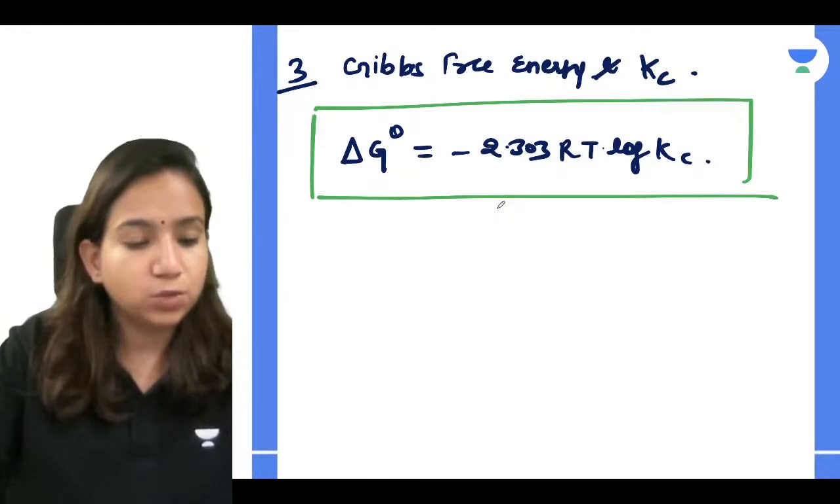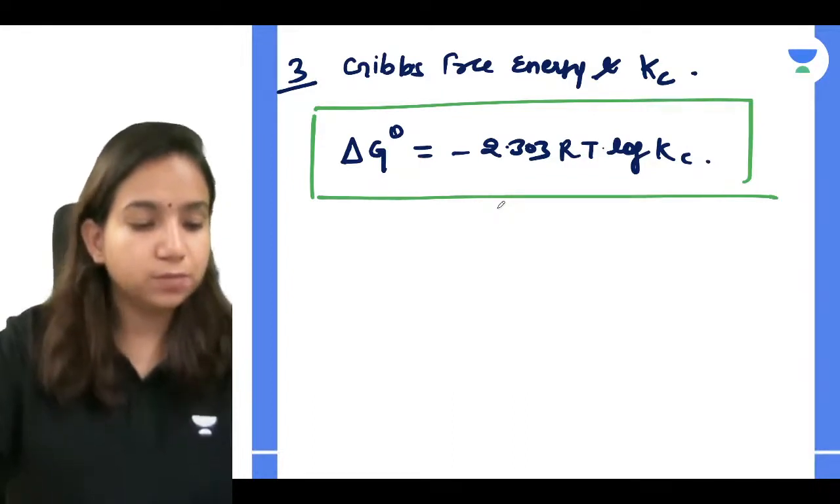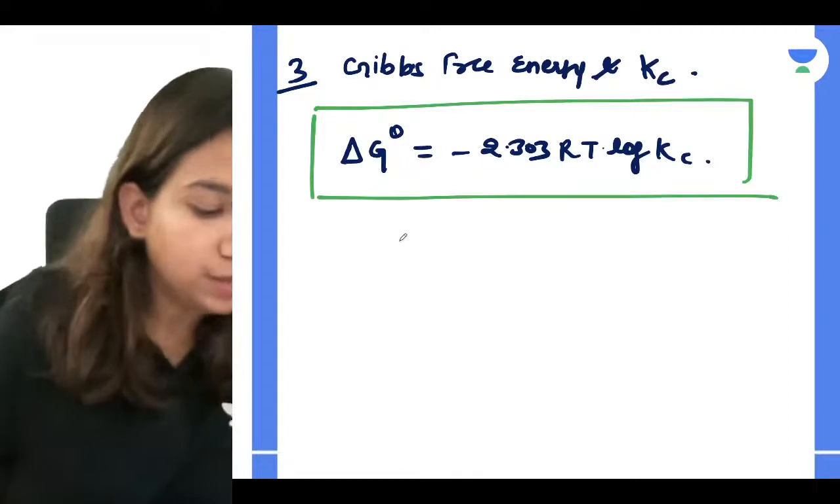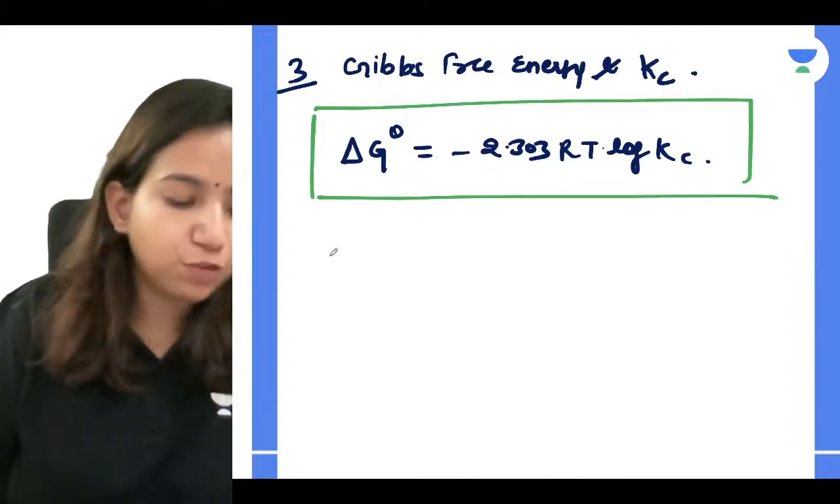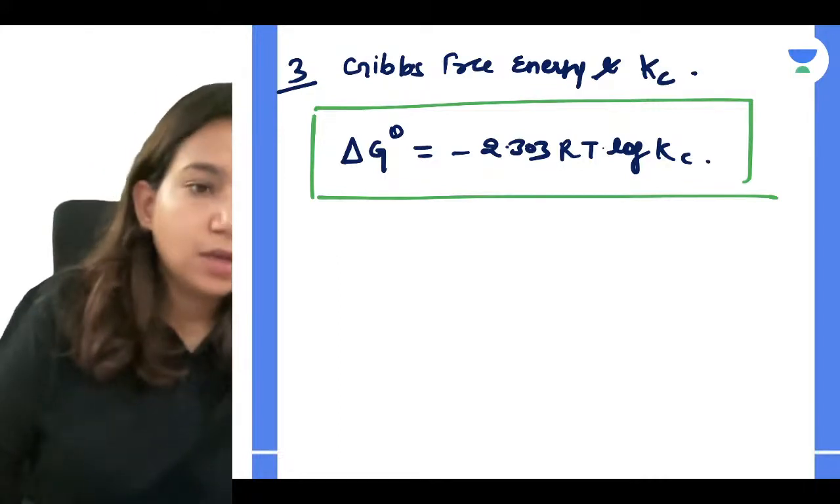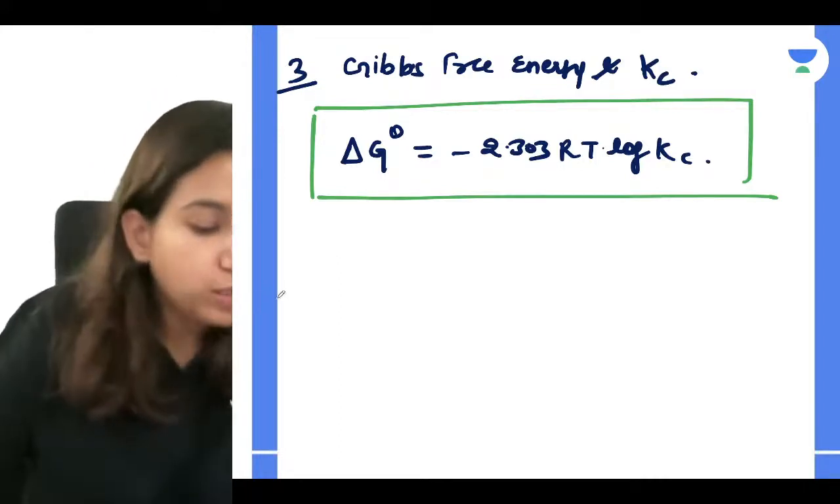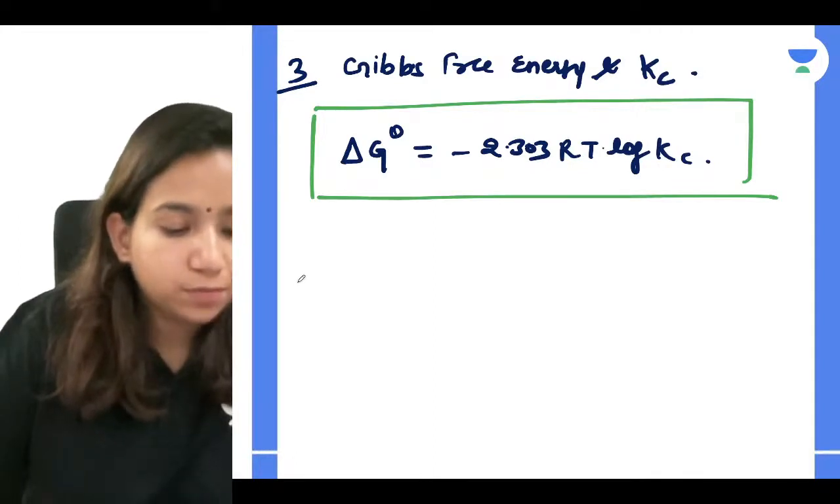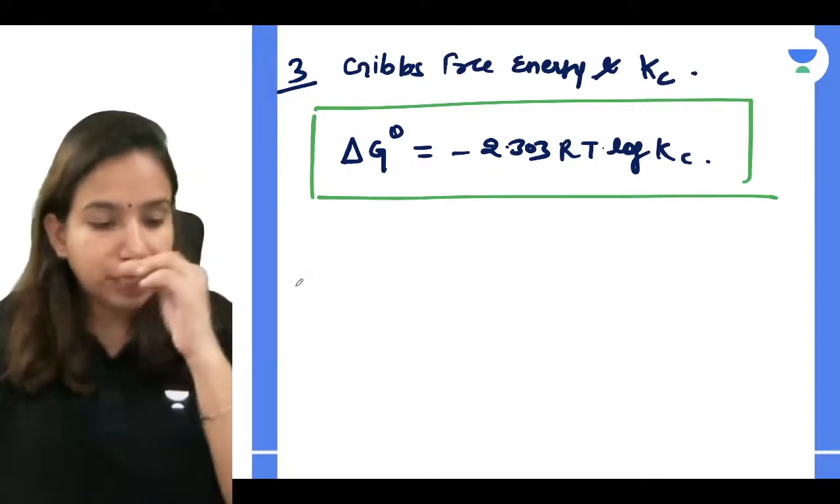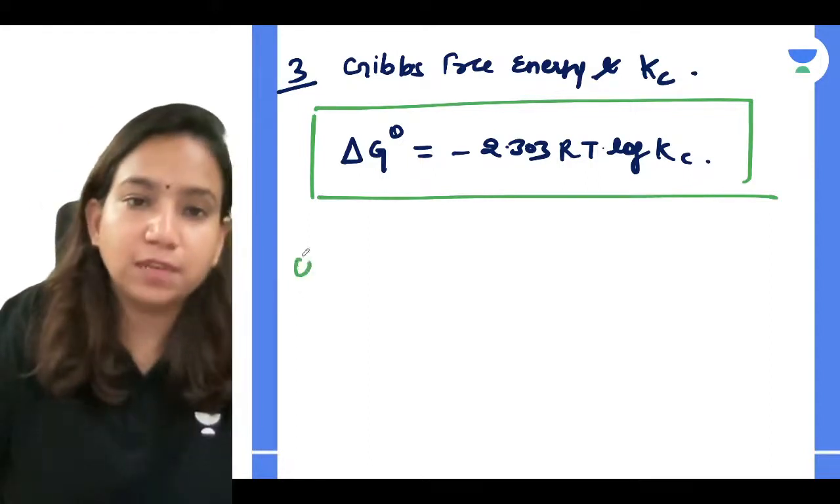Let's do one question related to the Nernst equation and see how we will be doing it. So this is one of the examples from the NCERT only. What this question is saying: represent the cell in which the following reaction takes place, and calculate E cell.